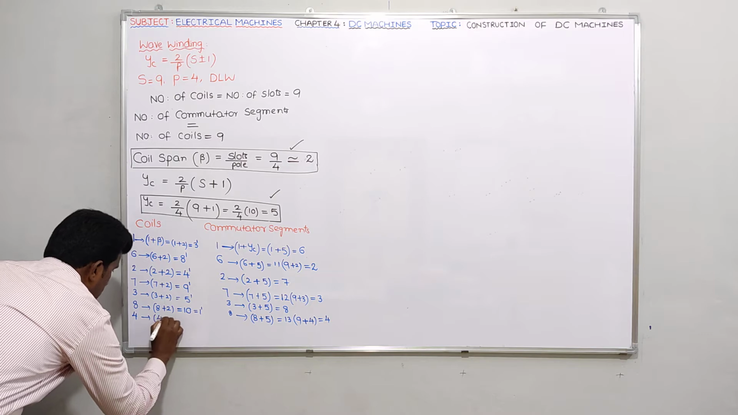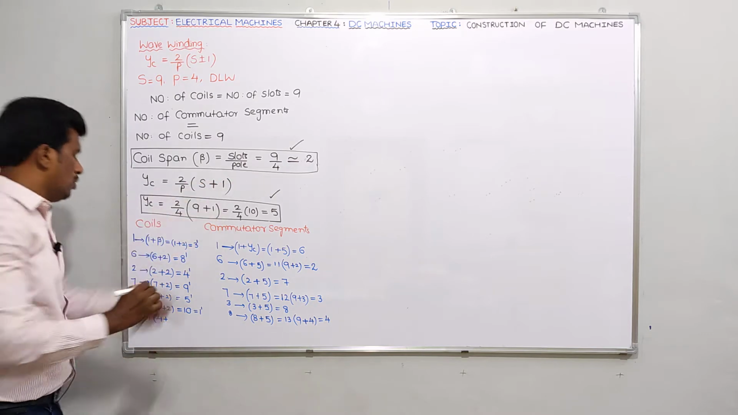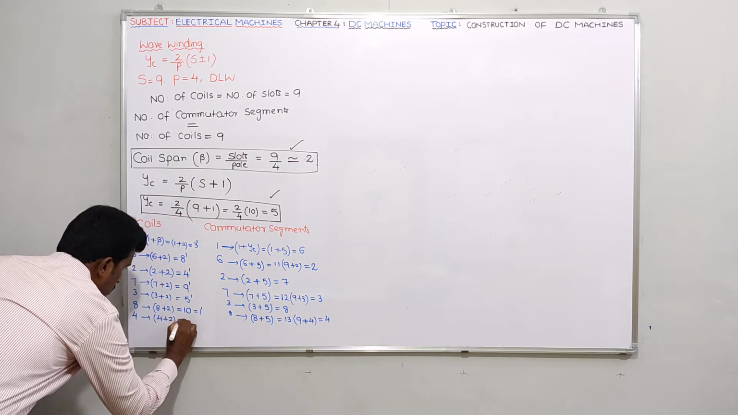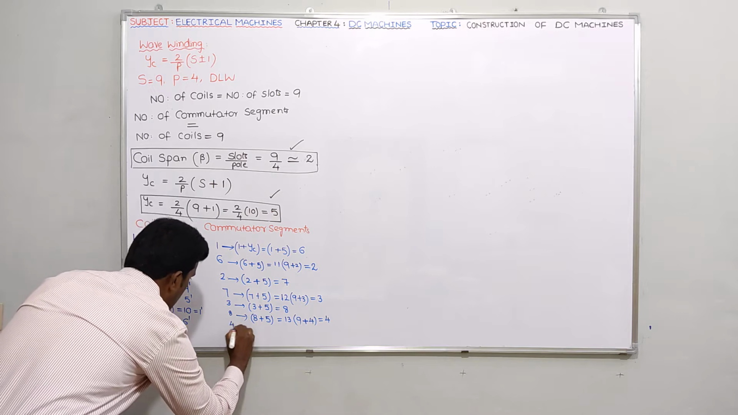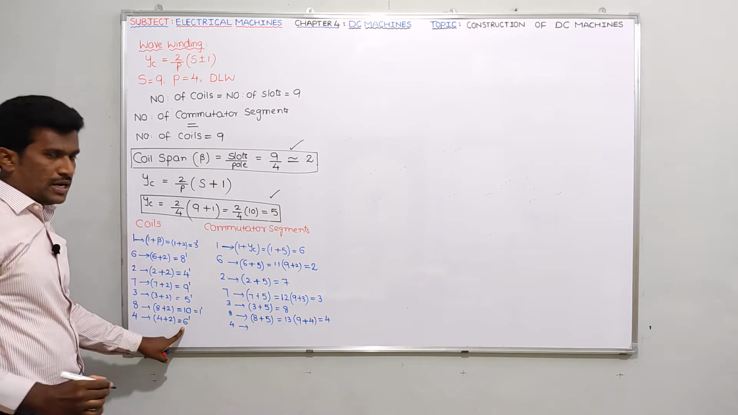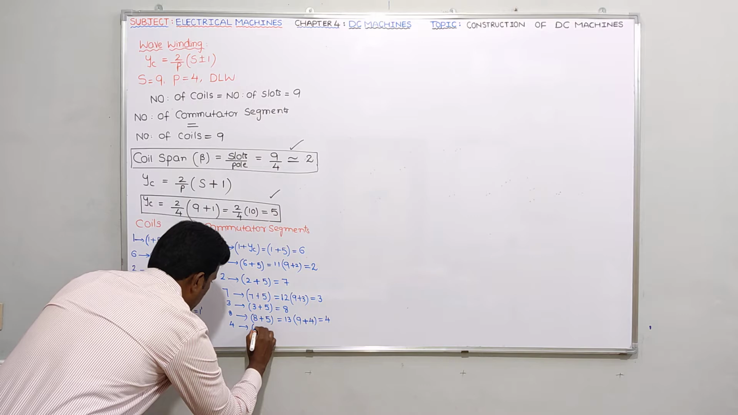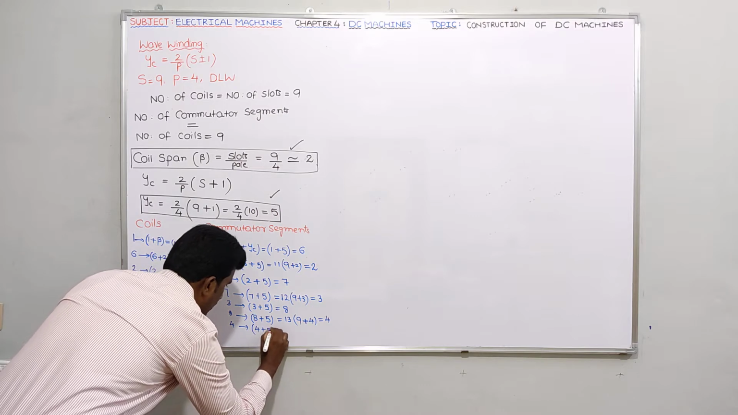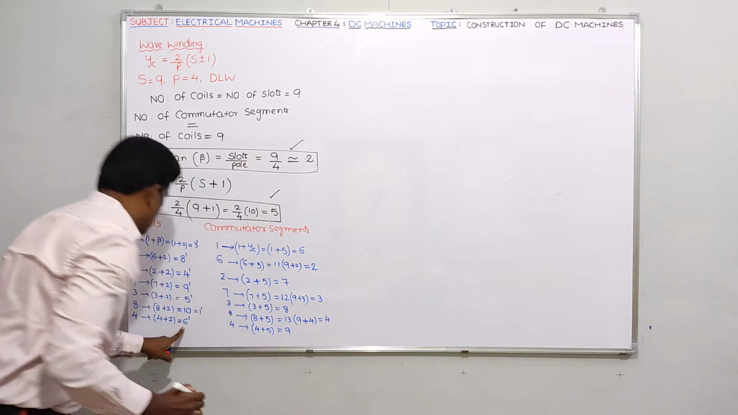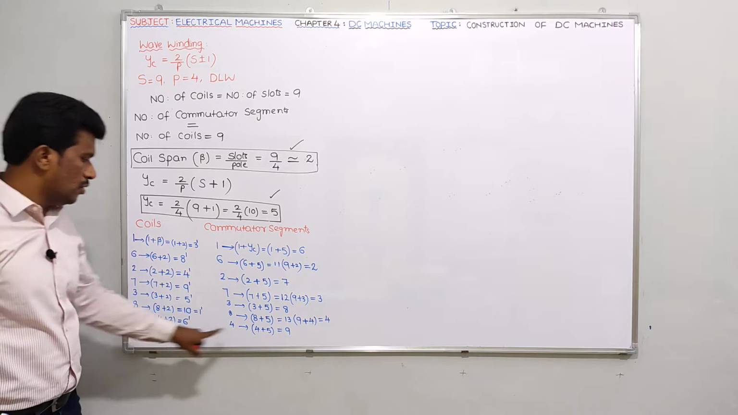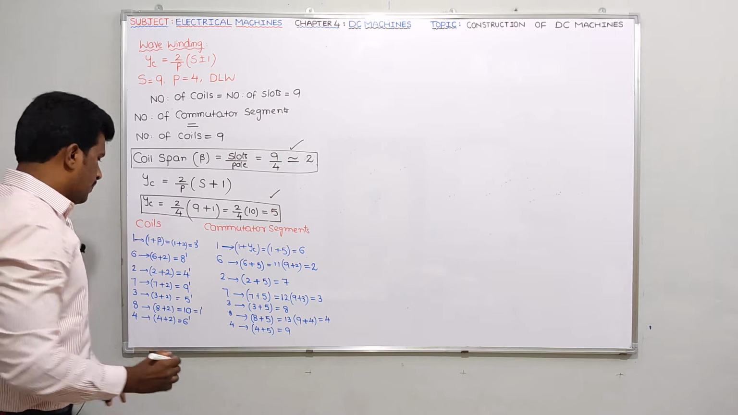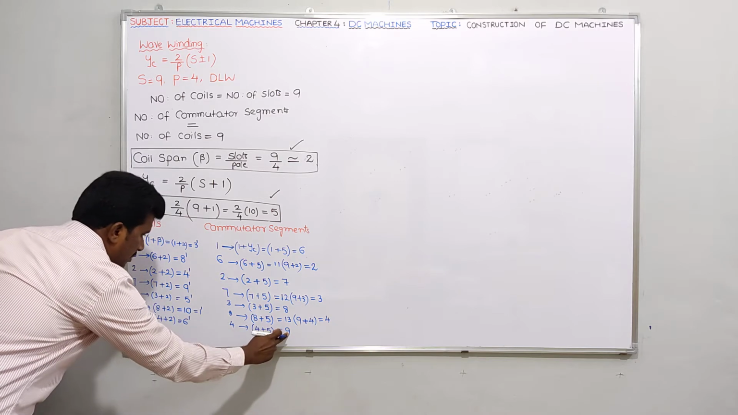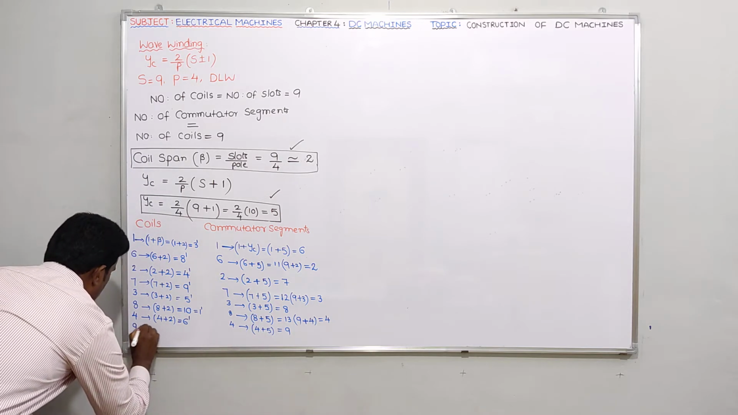Once again, to this 4th segment, the 4th conductor will be connected. So 4 plus, what is the coil span here? 2. 4 plus 2. I can write here 6 dash. So the 4th conductor will be connected to the 4th segment and the 6 dash conductor will be connected to, as I told you, 4 plus 5, nothing but 9. So this 6 dash conductor is connected to the 9th segment. Is it clear, guys?